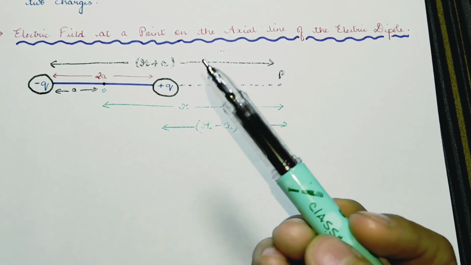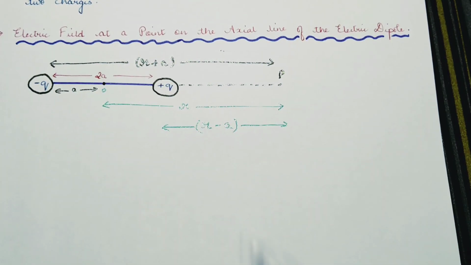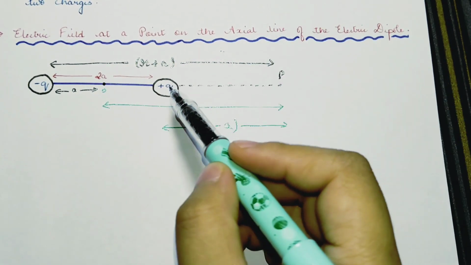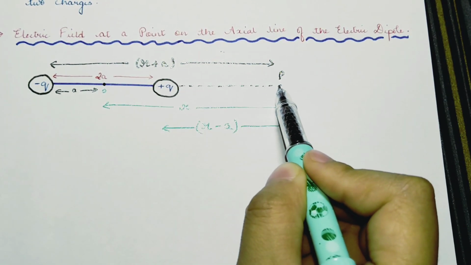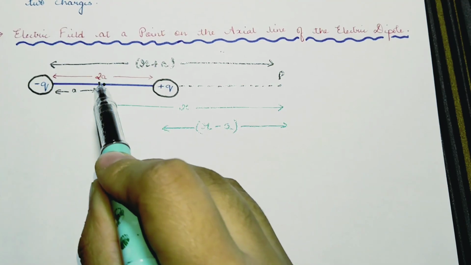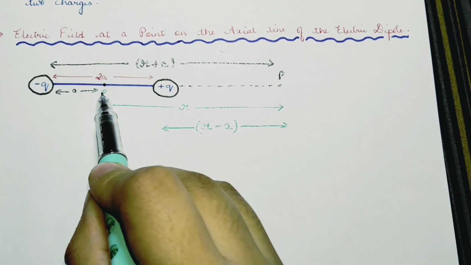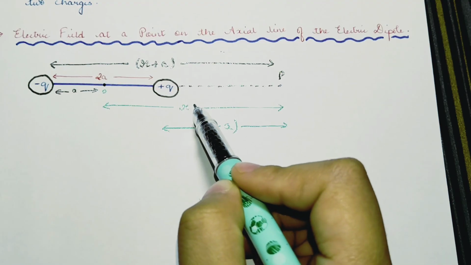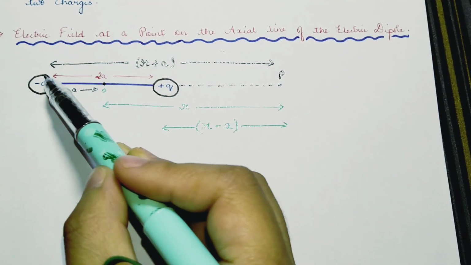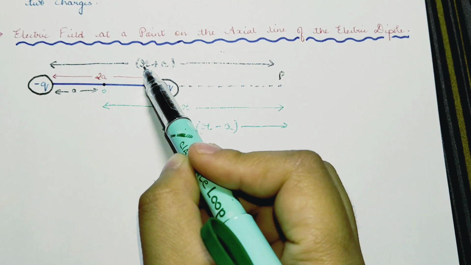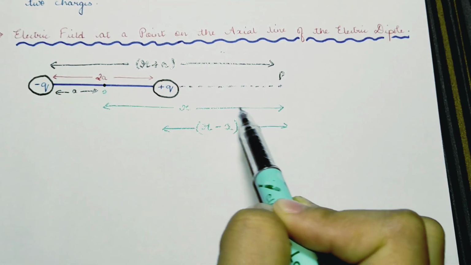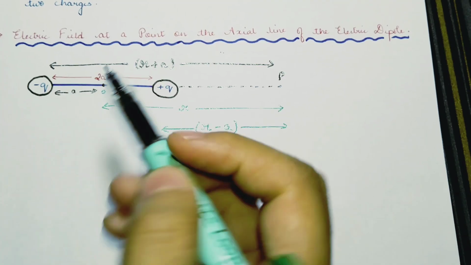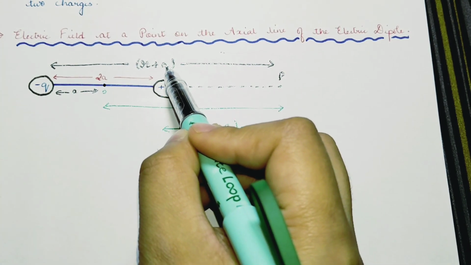Now coming back to the axial line, this line here is nothing but your axial line. So if we extend this axial line till a point P, then the distance from P to the center of the dipole we consider to be r. Now if we were to find out the total length from minus q to P, the whole thing is r, and we're left with a here, so it'll be r plus a.